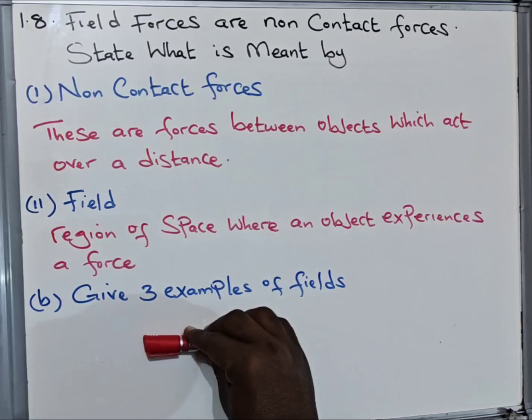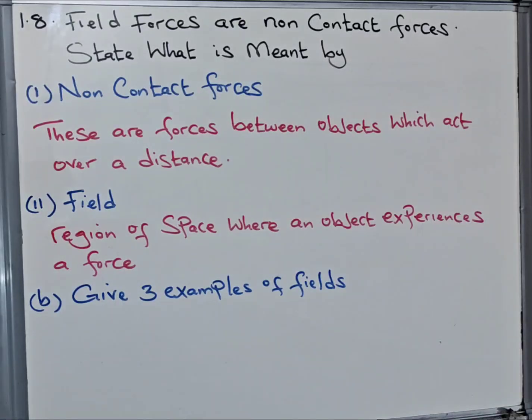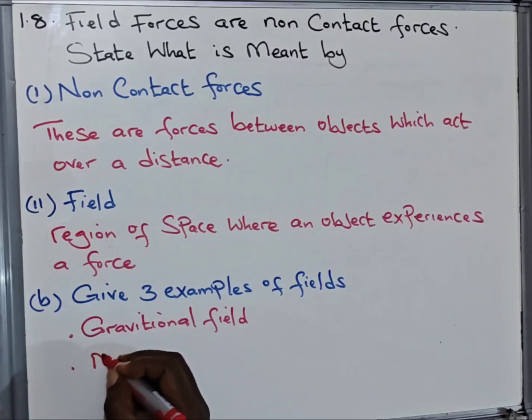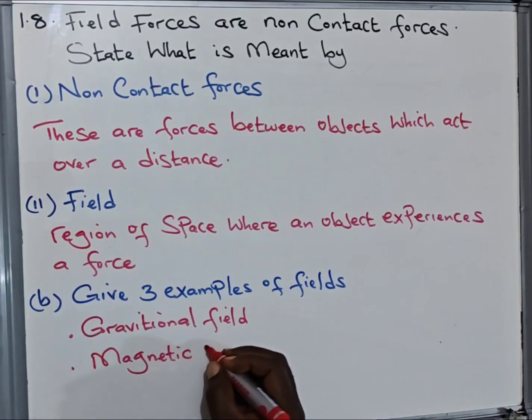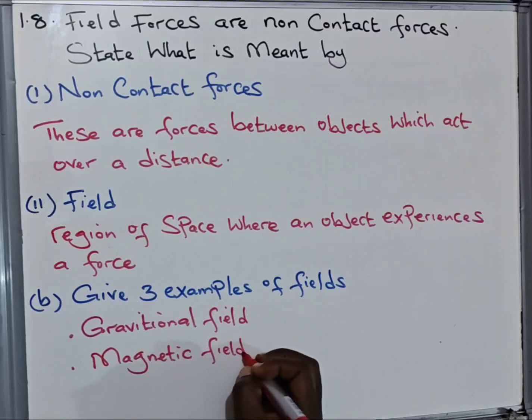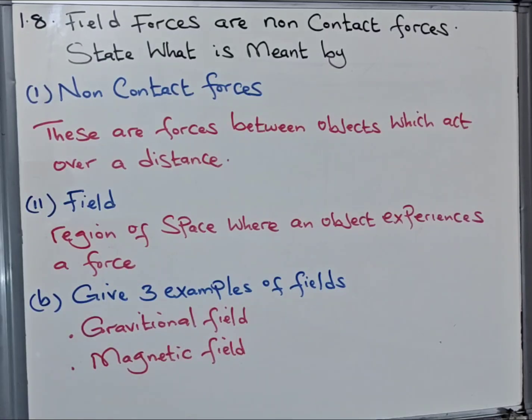The first one is gravitational force or gravitational field. The next one is magnetic field. And lastly, electric field. Those are the 3 kinds of field we have.